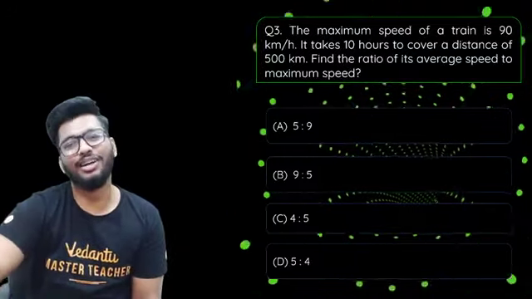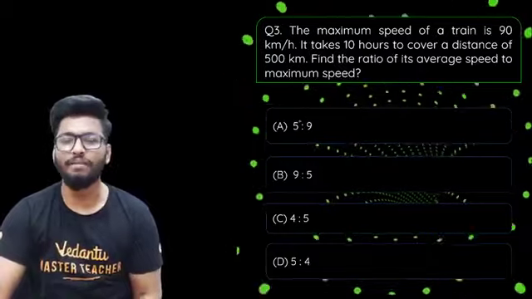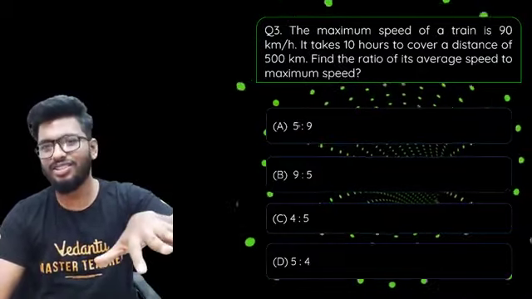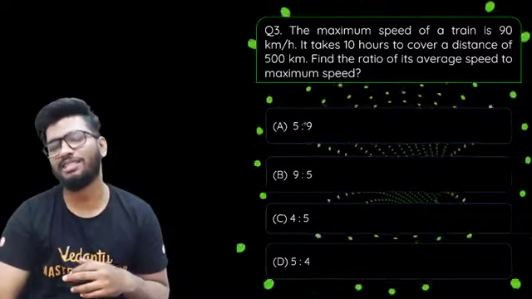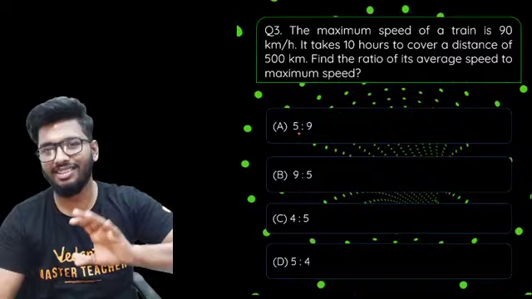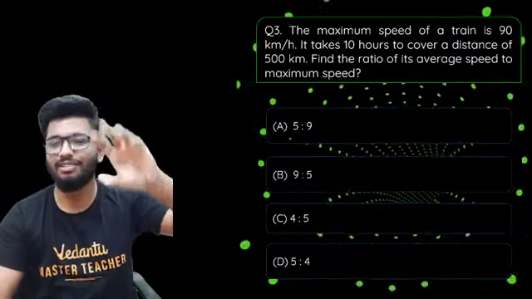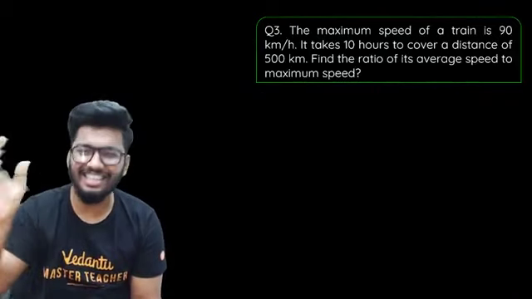Yet another question, go ahead and solve this one as well. The maximum speed of a train is 90 km per hour. It takes 10 hours to cover a distance of 500 km. Find the ratio of its average speed to maximum speed. Such an easy question. Average speed to maximum speed is the ratio that you're supposed to find. Is it 5:9, 9:5, 4:5, or 5:4? Such an easy question, guys.